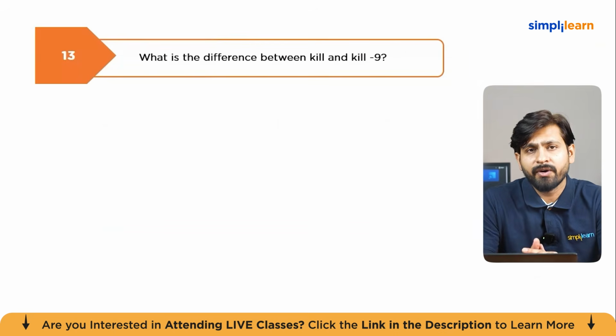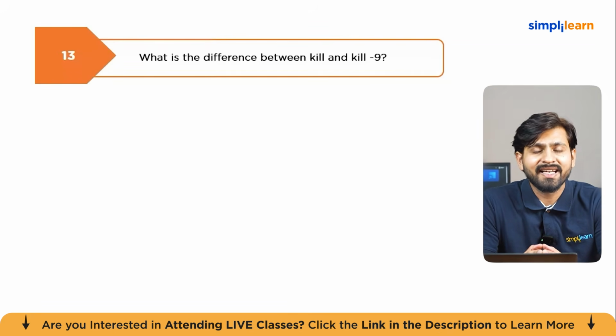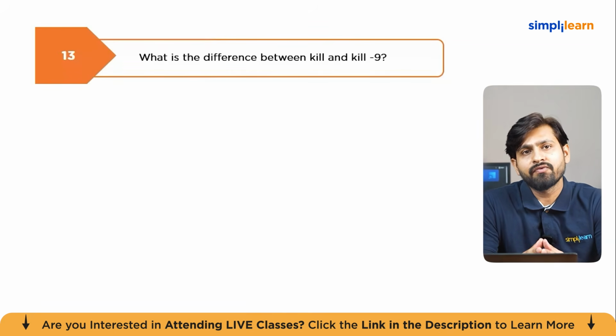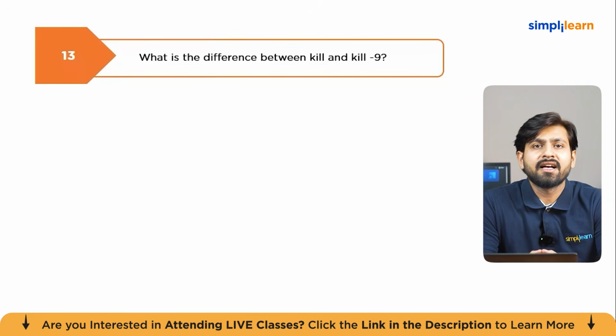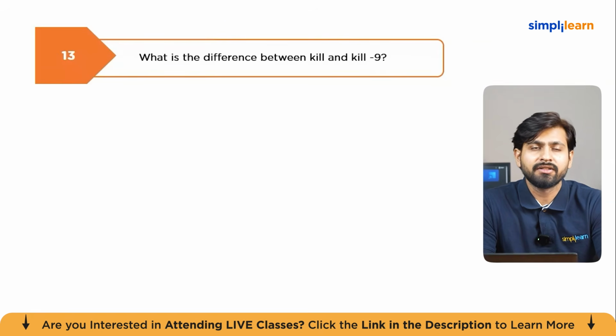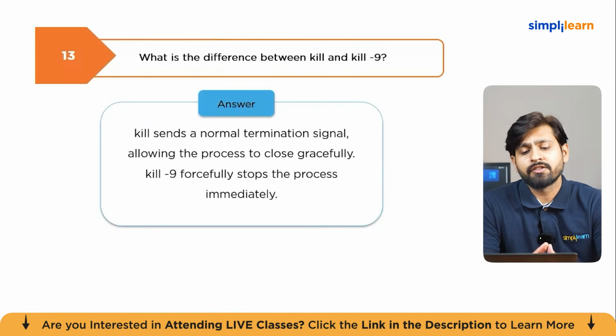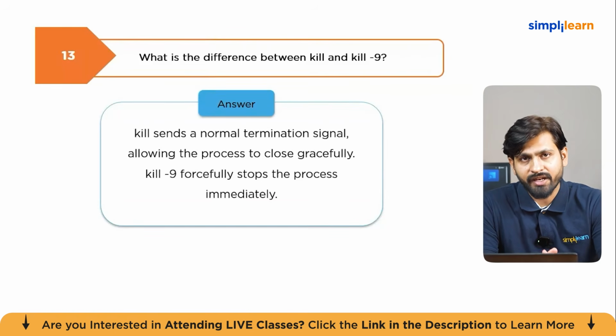Now let us move on to the next question. It says, what is the difference between kill and kill -9? The answer is, kill sends a normal termination signal allowing the process to close gracefully, while kill -9 forcefully stops the process immediately. So this is the major difference between kill and kill -9.